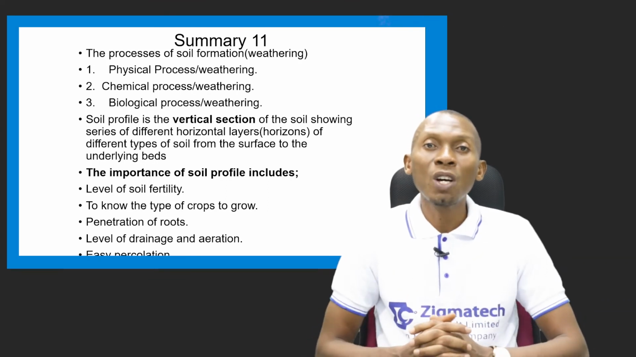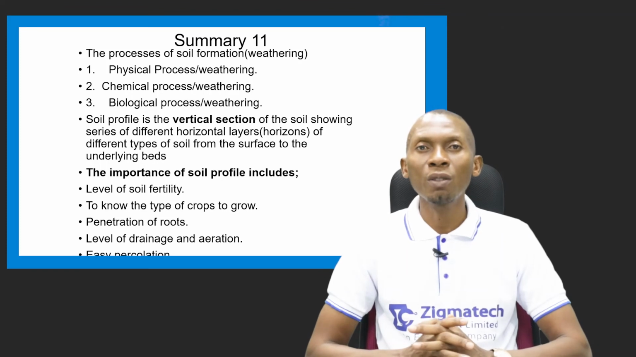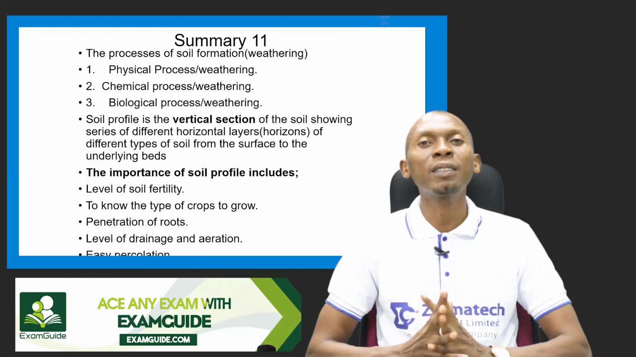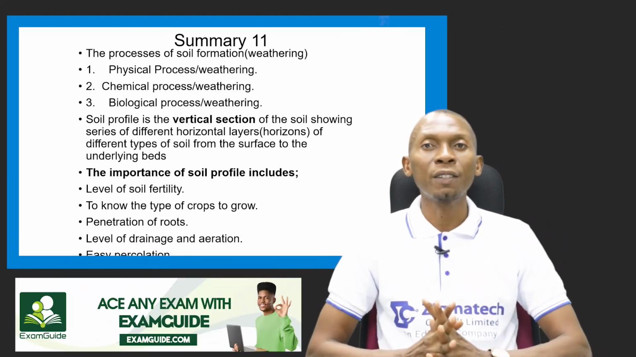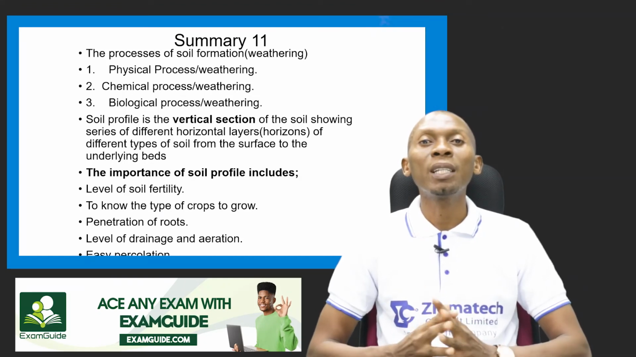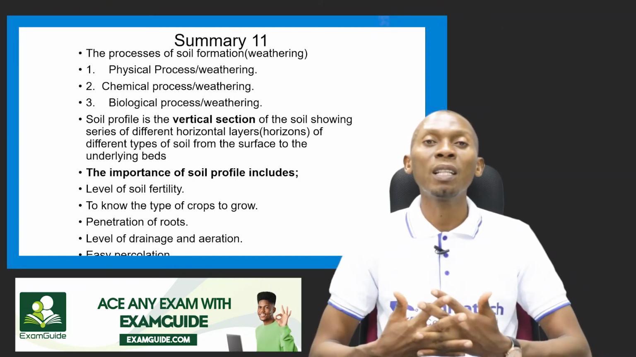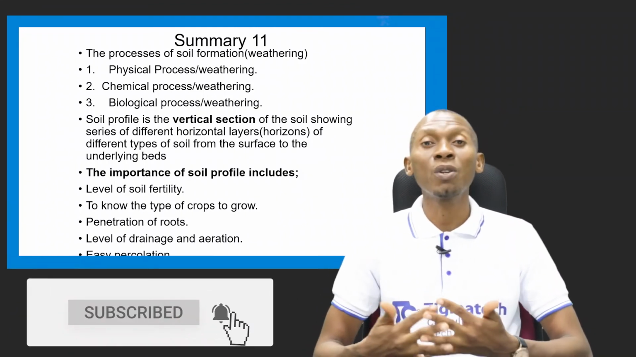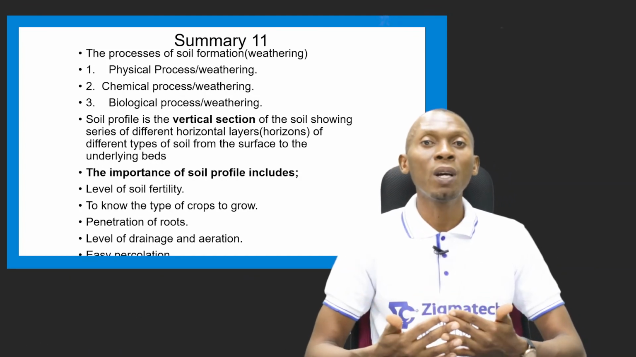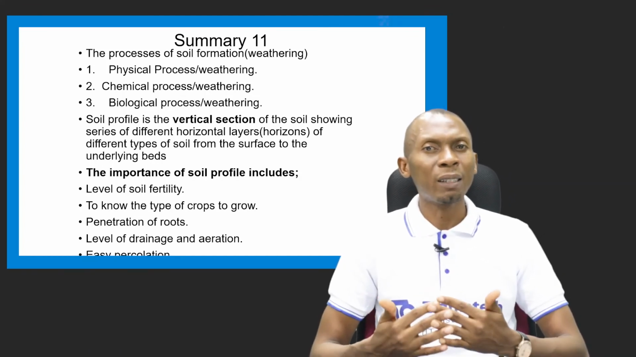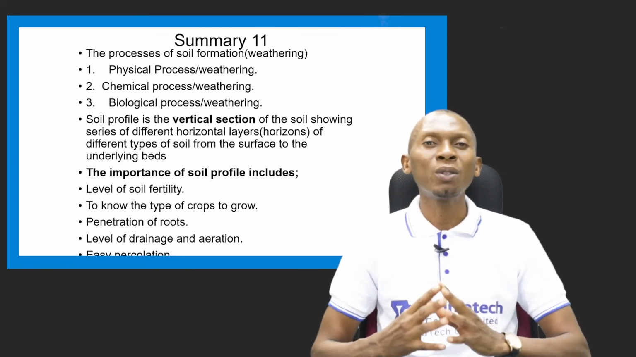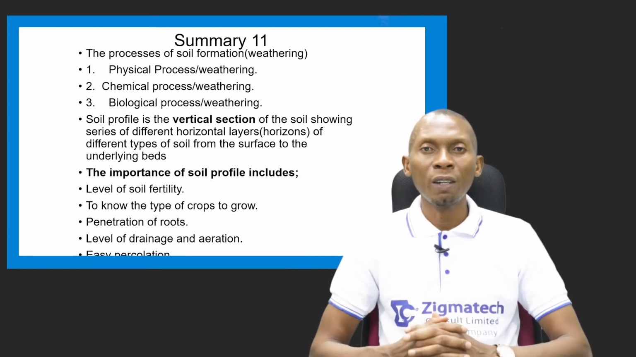We also defined soil profile as a vertical section of the soil showing a series of different horizontal layers or horizons of different types of soil from the surface of the soil to the underlying beds. We also looked at the importance of soil profile, which includes the level of soil fertility, helping the farmer to know the level of soil fertility, also helping the farmer to know the type of crops to grow, also looking at the penetration of roots, where we're talking about shallow rooted crops and deep rooted crops, and also the level of drainage and aeration.